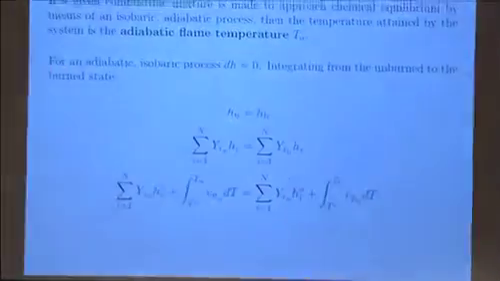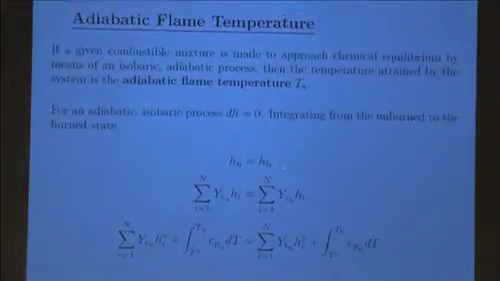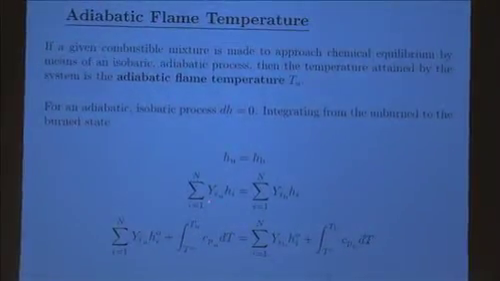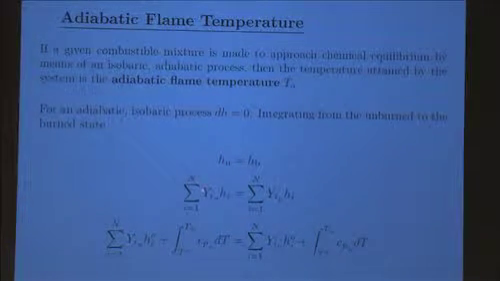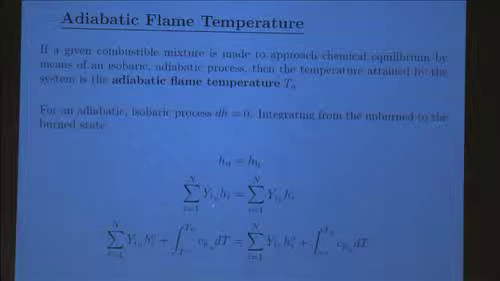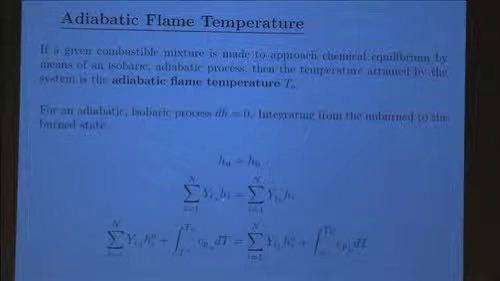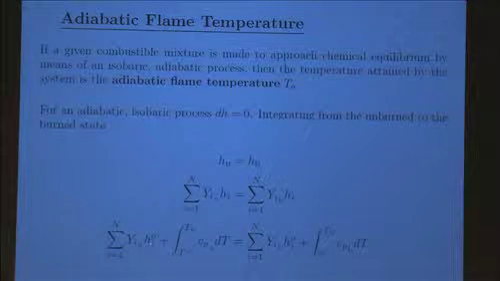So since it's isobaric and adiabatic, then the change in enthalpy must be 0. The ΔH is 0. So H unburned is equal to H burned, right? And H, since it's the H of the mixture on the unburned end, can be written as the sum of the Y_i unburned H_i, and similarly for the burned state. And the H_i are the enthalpies, which can be written as the enthalpy of formation plus the sensible enthalpies.